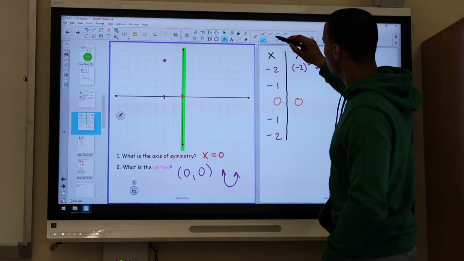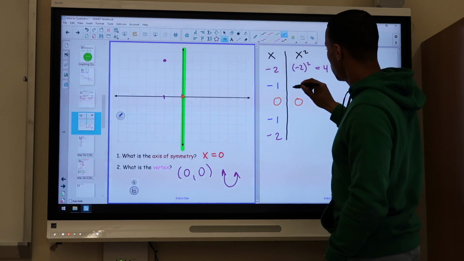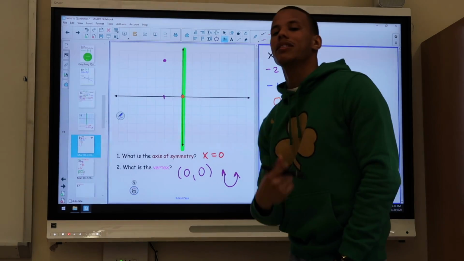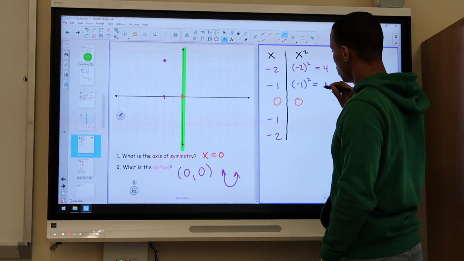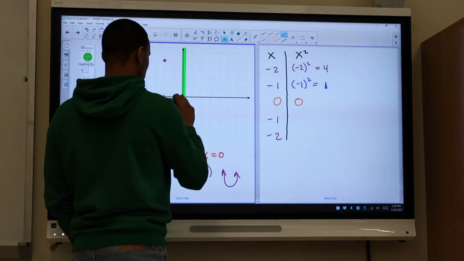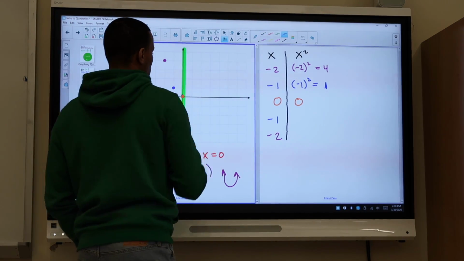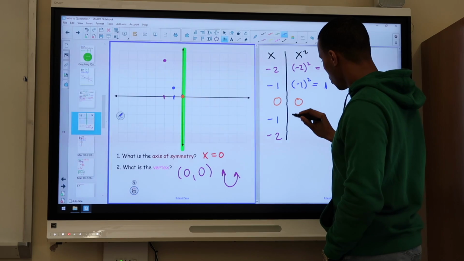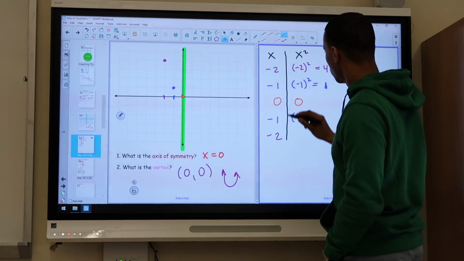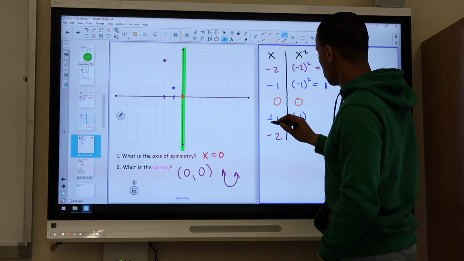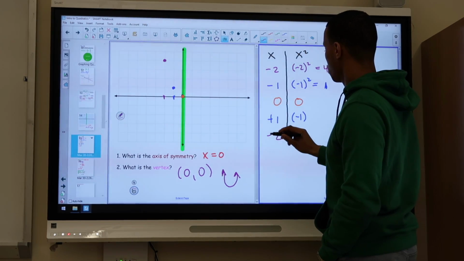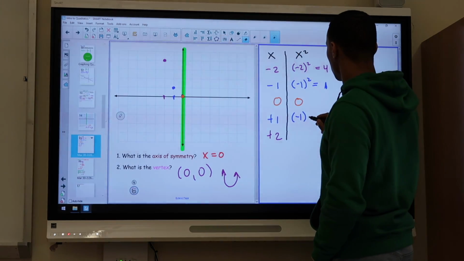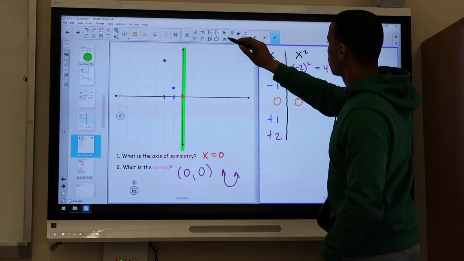And then your second point, -1. -1 to the second power, which is -1 times -1, is positive 1. So that's -1, 1. And now we'll do the same thing for the next one. So you have -1. Oh, I'm sorry, that should be positive, because then I'll be doing the same points. There we go. So now this will be positive.